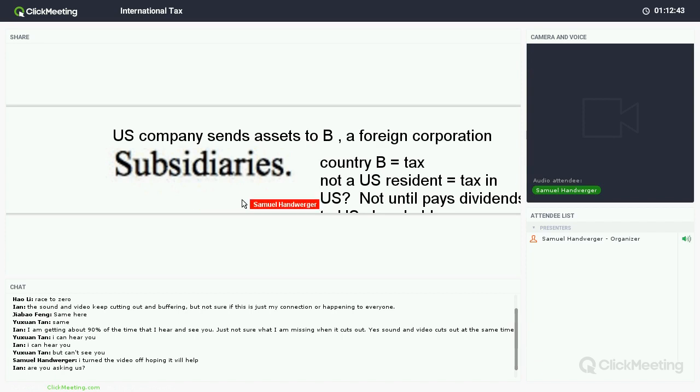If it's a separate subsidiary doing business in another country, it's a foreign corporation. How did they set it up? They set it up by sending assets to the foreign corporation to get it started. And they just do business in this other country as a foreign corporation. It's foreign to the United States. It's a resident corporation to country B.